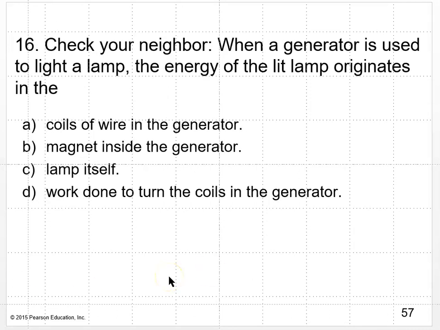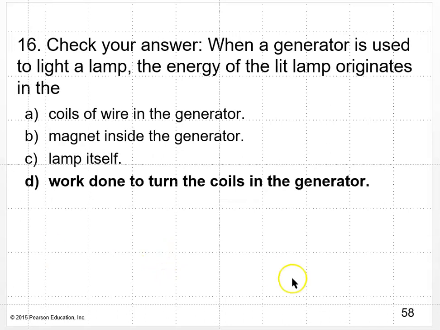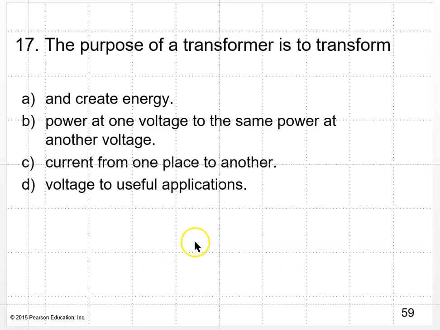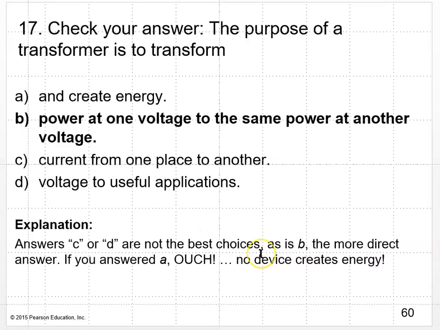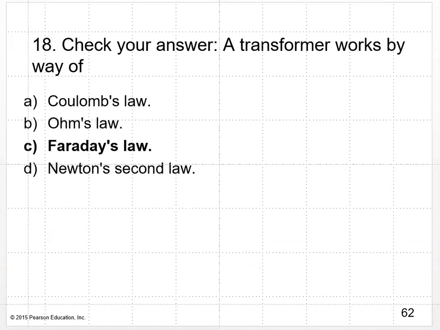When a generator is used to light a lamp, the energy of the lit lamp originates in the work done to turn the coils in the generator. The purpose of a transformer is to transform power at one voltage to the same power at another voltage. A transformer works by way of Faraday's law.